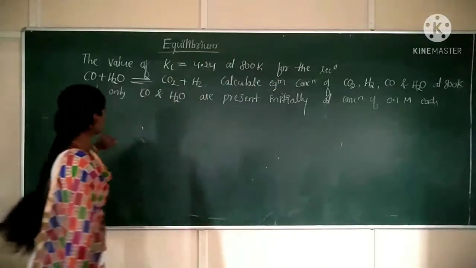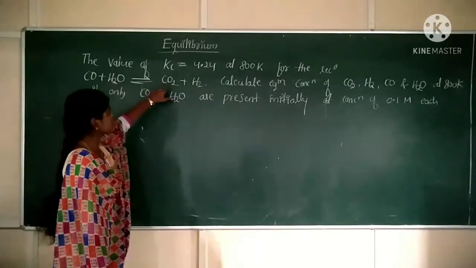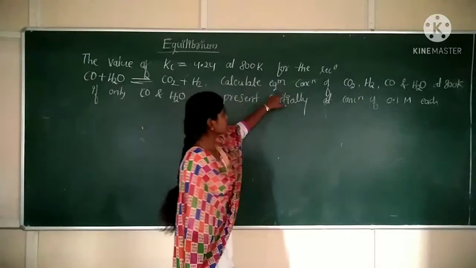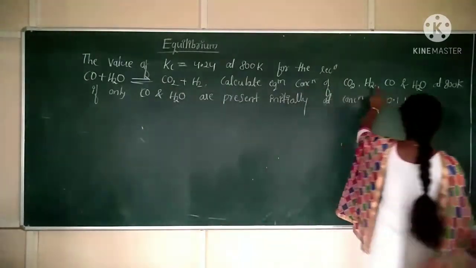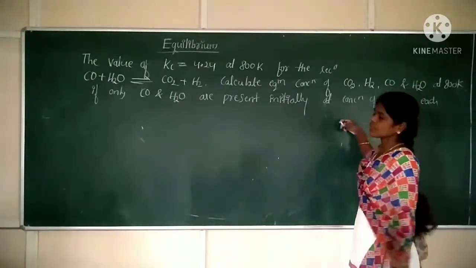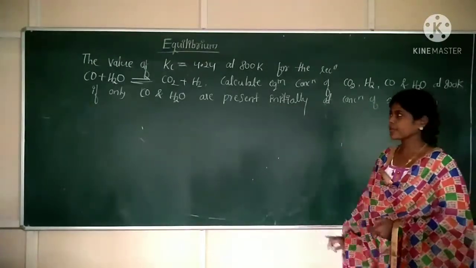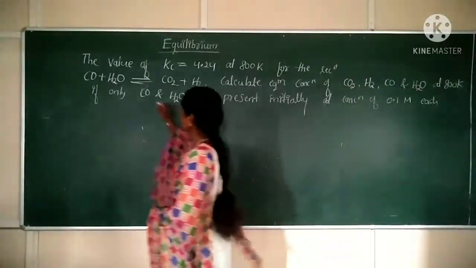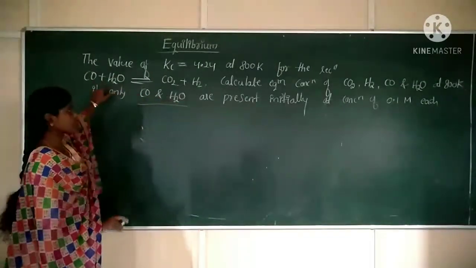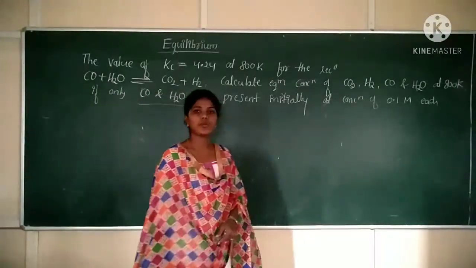For the given reaction, CO plus H2O, carbon monoxide and water are reacting with each other and forming carbon dioxide and H2, releasing hydrogen gas. Calculate the equilibrium concentration of CO2, H2, CO and H2O at 800 Kelvin. So we have to calculate the equilibrium concentration for each reactant and product. If only CO and H2O, what are CO and H2O here? Reactants. If only CO and H2O are present initially at a concentration of 0.1 M each.